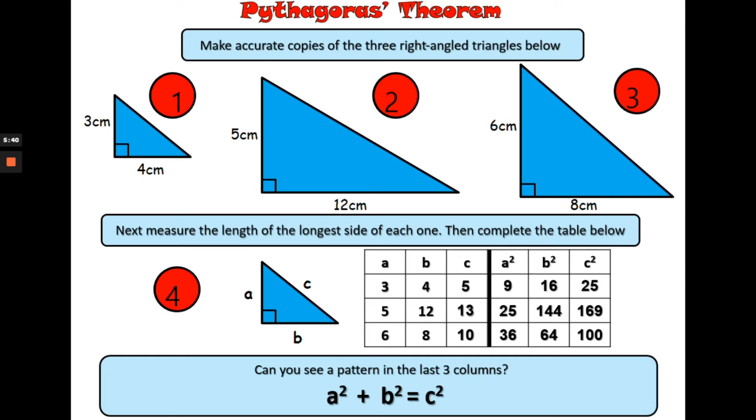And here's what the missing link was. If we take a squared and add it to b squared, in the last three columns, you'll see it always equals c squared. That means if you know two lengths of a right-angled triangle, it's very important, a right-angled triangle, you'll always be able to work out the third length. So a squared plus b squared always equals c squared. So 9 add 16 equals 25, 25 add 144 equals 169, and 36 add 64 equals 100.